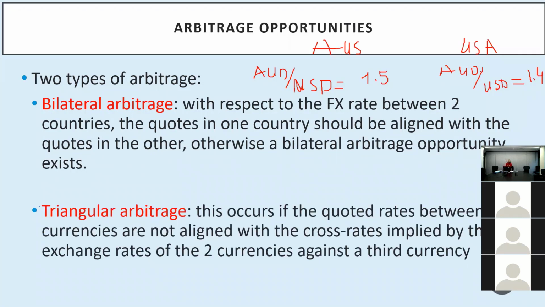So the second type, the more common type of arbitrage in the foreign exchange market, is called a triangular arbitrage.